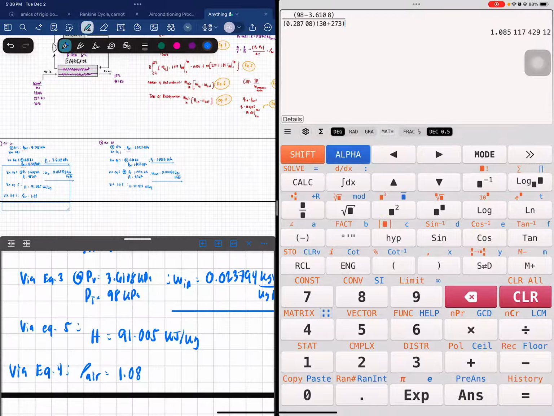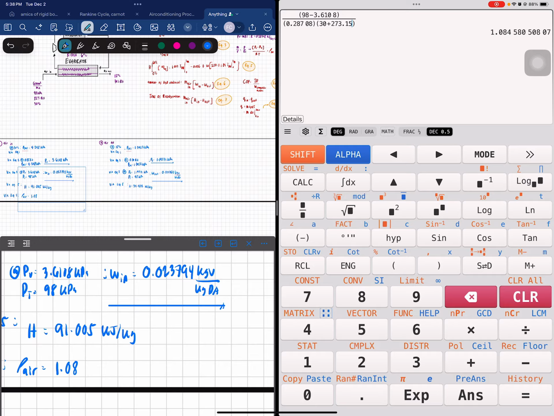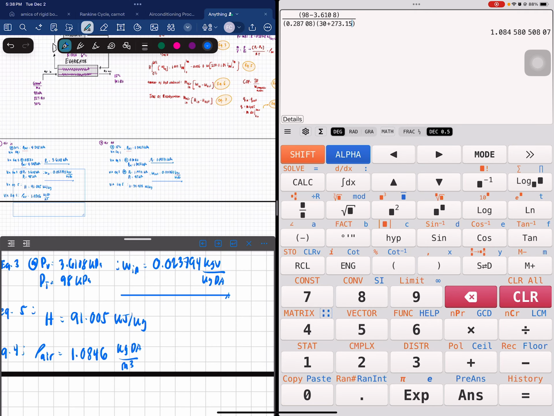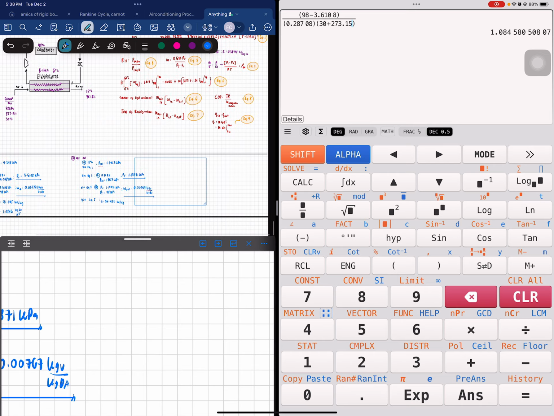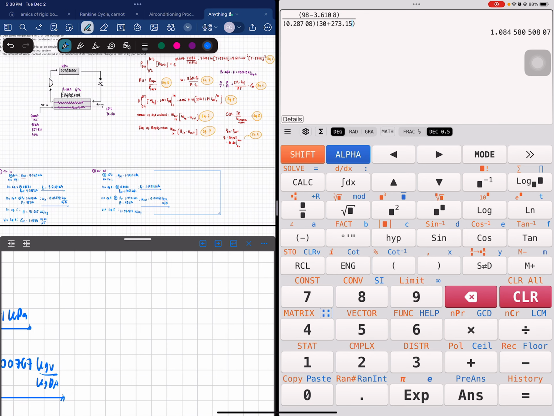Okay, well, we can use 0.15. So the density is 1.0846 kilograms of dry air over cubic meters. Okay, so that's all we need. Now let's proceed in solving letter A.